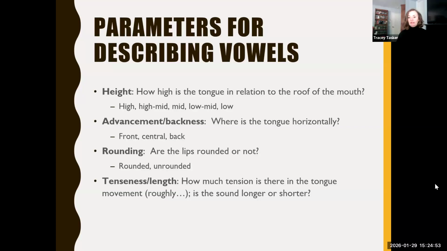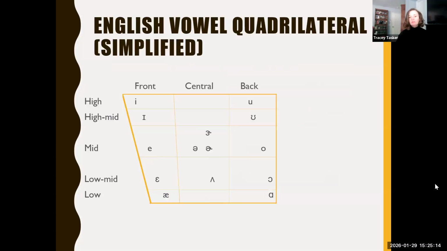Where your tongue is in your mouth horizontally refers to whether it's a front vowel or a back vowel, for example a sound like E or a sound like O, okay? So you can feel your tongue. Let's go back to this picture of it. You can see that E is made in the front, whereas O is made in the back, okay?